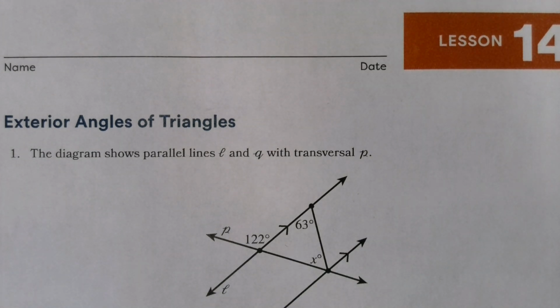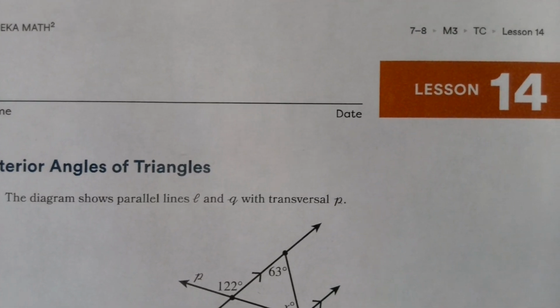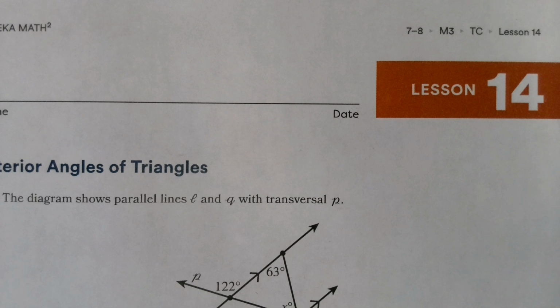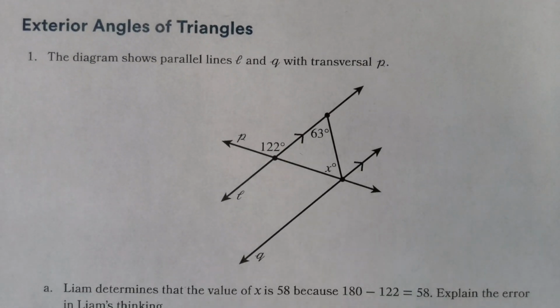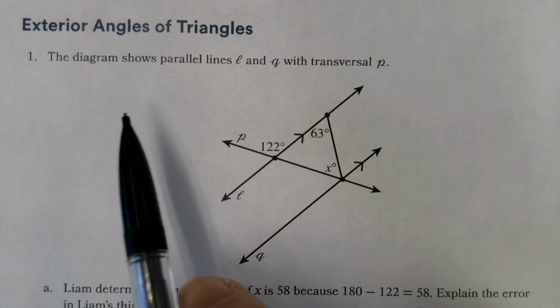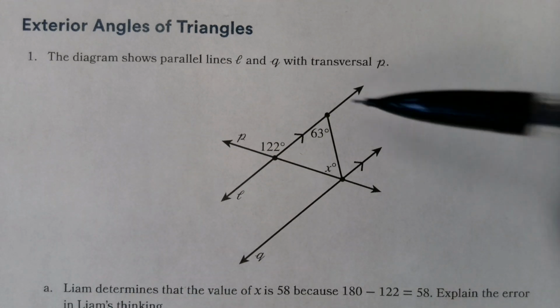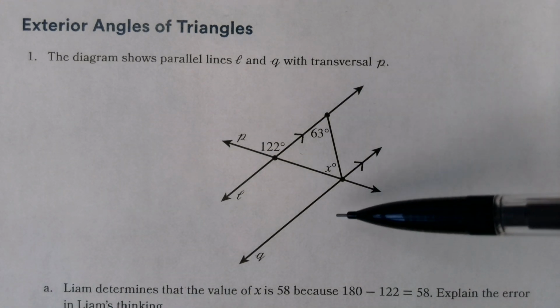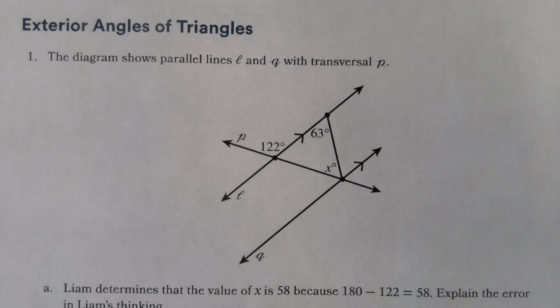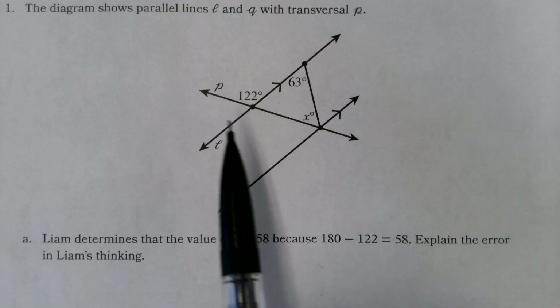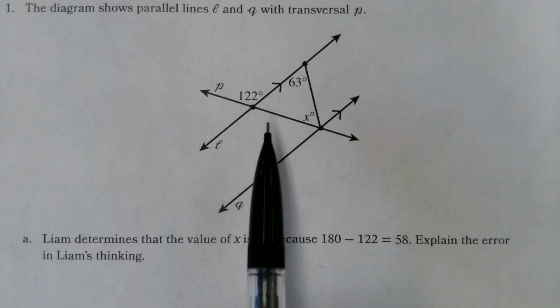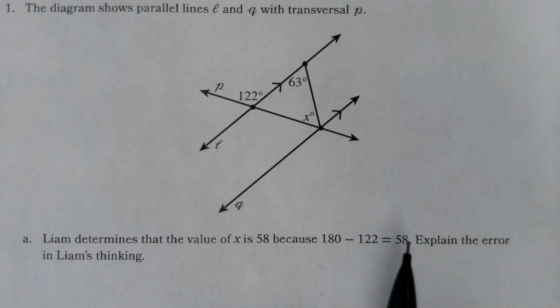Today's video is over topic 14 in Module 3 for Level 7-8 of Eureka Math. Exterior angles of triangles. This diagram here is showing parallel lines, and we are trying to figure out what the error is in Liam's thinking that x is equal to 58 degrees. He says equal to 58 degrees because 180 minus 122 is 58.